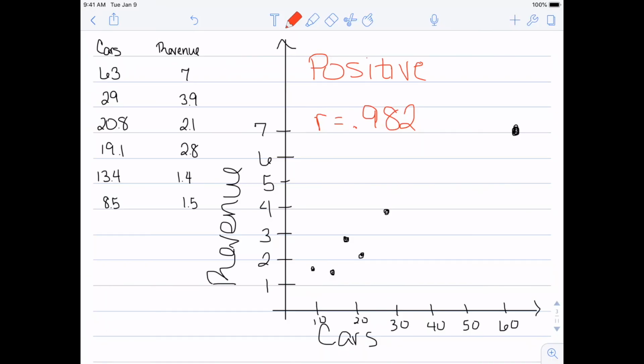The fact that this value is positive does match the fact that we said our direction of this graph was positive, and the fact that this is really close to 1 means that there is a really, really strong relationship here. It really does get really close to a line.